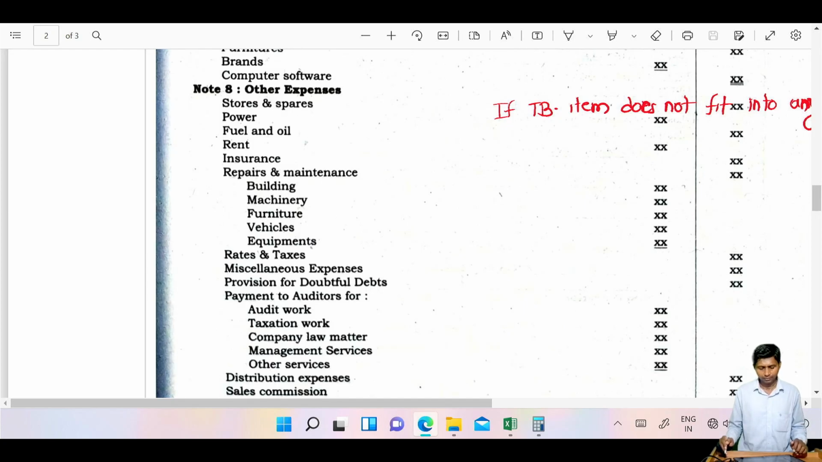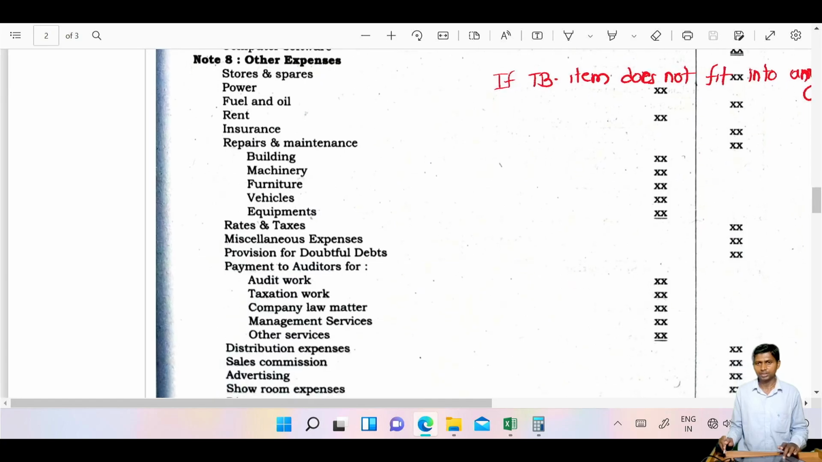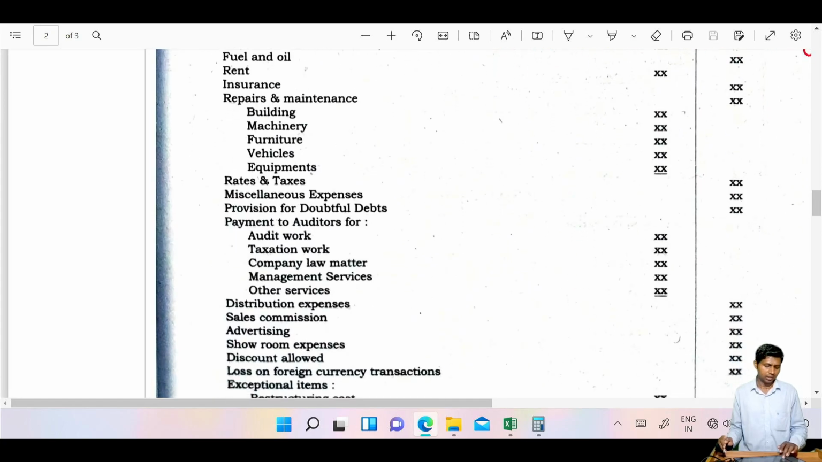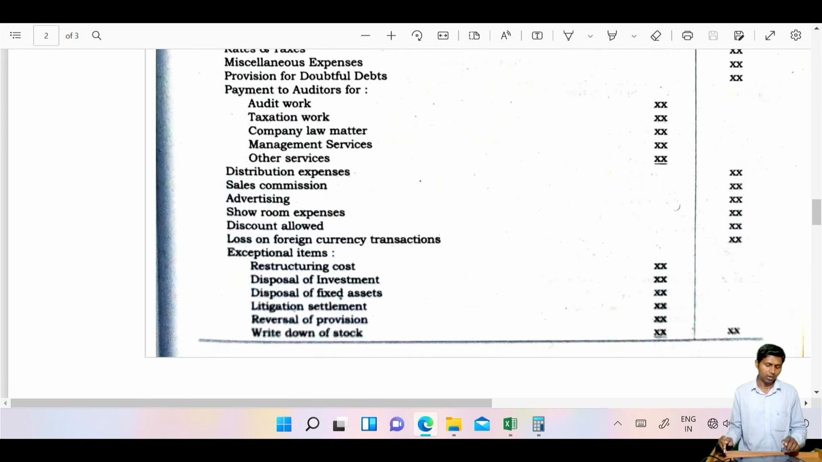so many items. As a list, here you will find stores and spares costs, power expenses, fuel expenses, rent, insurance, repairs, miscellaneous, bad debts, auditor fee.